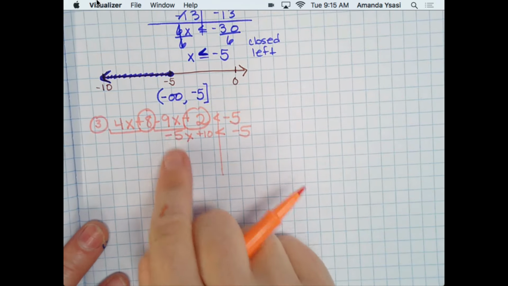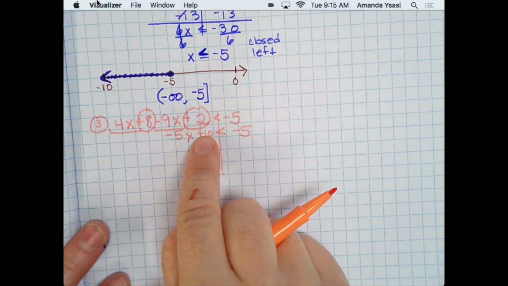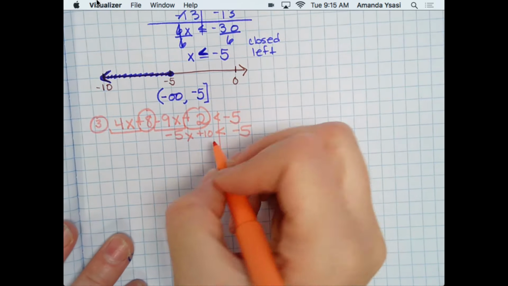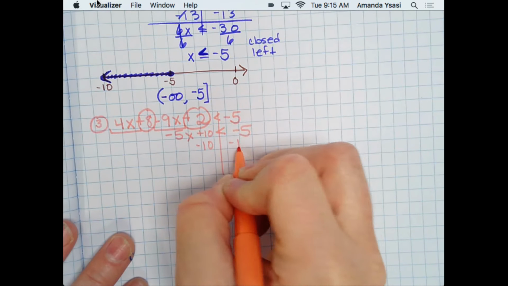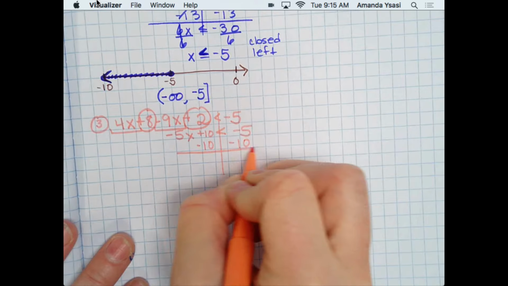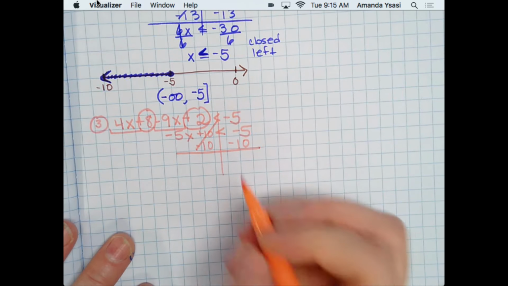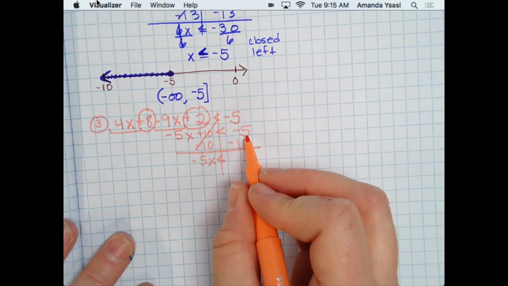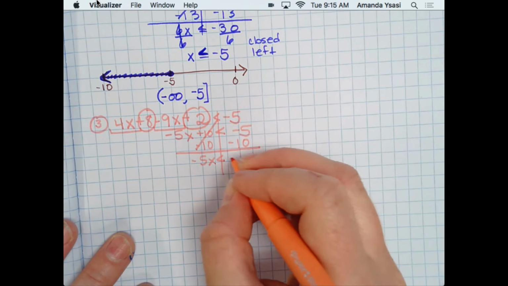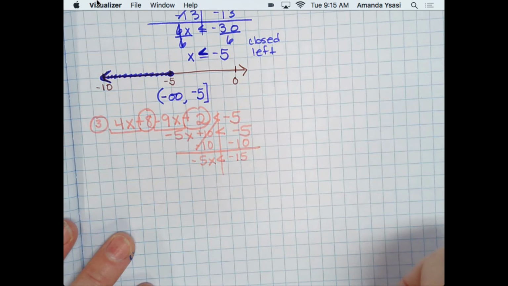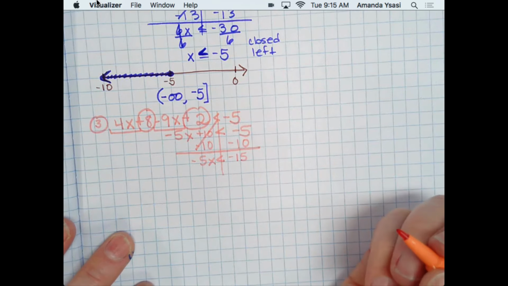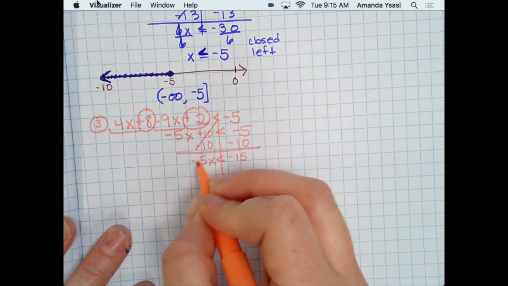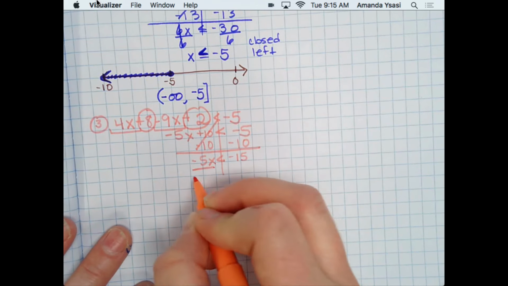So X is already on the left side, so I just need to move this plus 10 to the other side by subtracting 10. -5 and -10. Then I'm going to have to get rid of this multiply by -5 by dividing by -5.